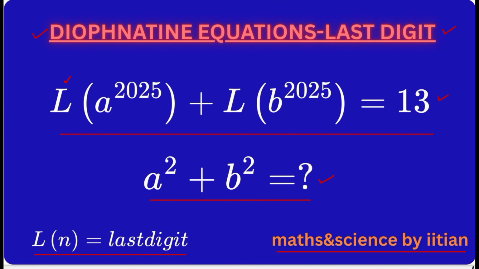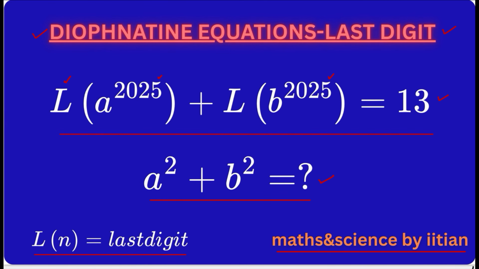It's not a straightforward a plus b. It's the last digit of a to the power of 2025. Please try to understand. The concepts of finding the last digit are involved in it. The concepts of exponents, an integer to the power of 2025, very large numbers, and their sum are involved, with only one equation. We have to find compatible values of a and b, and find a square plus b square.